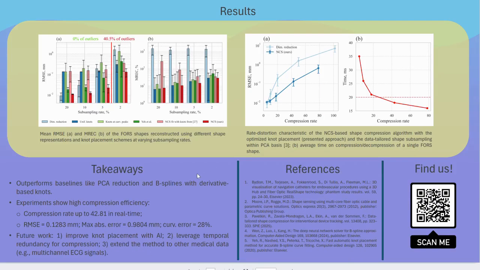Therefore, we demonstrate a shape compression algorithm with heuristic node placement and spline fit of shapes. It achieves a state-of-the-art result for medical shapes recorded during invasive surgeries. Our current work is focused on improving the node placement because it's a hard combinatorial problem, so we can only estimate it. And now we're working on estimation schemes powered with some AI algorithms.